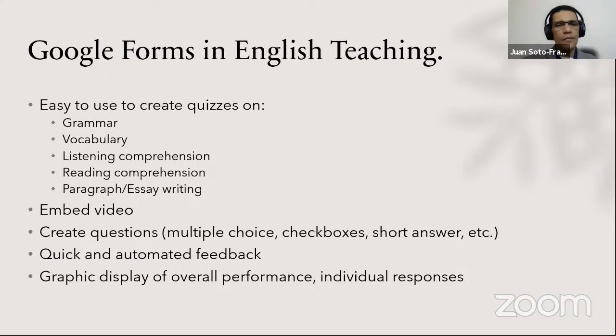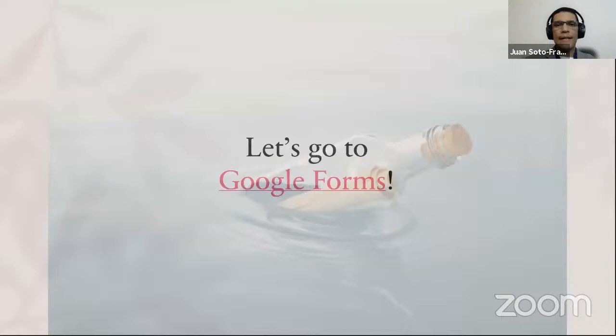You can set up your quiz so that students get a quick automated response, meaning that you don't have to be there to grade it. Google Forms grades it automatically for you and gives them feedback, which is great. Then you will get a graphic display of the overall performance, and you can also check the individual responses. That said, why don't you just try to go to Google Forms and see how that works.